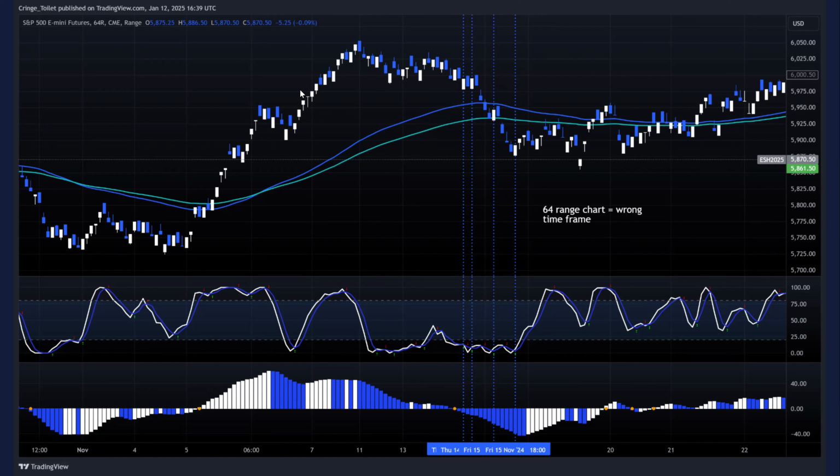So in this case, we have what should be a pretty strong uptrend established. And we're just printing tons of stochastic crosses that aren't playing out. We don't really get a play out based on this pattern, which is because we're in the wrong time frame. The 64 range chart is just having too much volatility, too many false signals. It's not where we want to be.